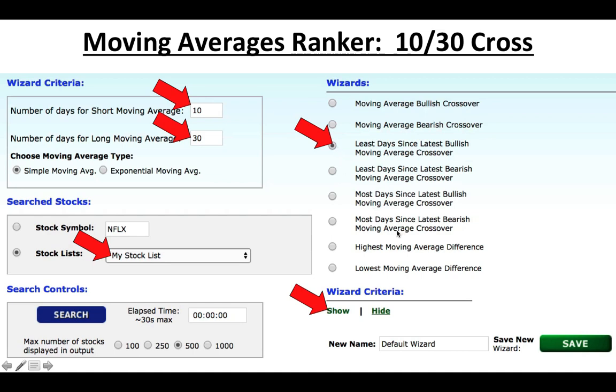You can play with the others, and if you want to learn more, click the help button and you can find out more. But those are the ones I would suggest. Lastly, click the search button, and then you're off to the races. All right, that's the 10/30 crossover system.